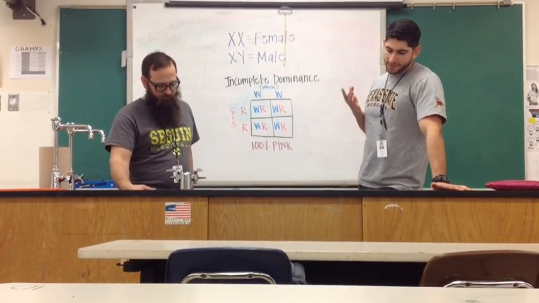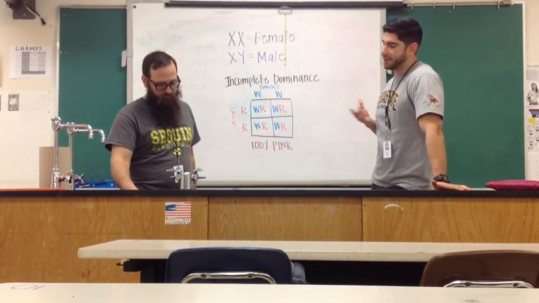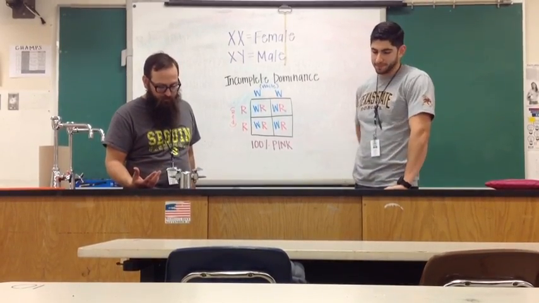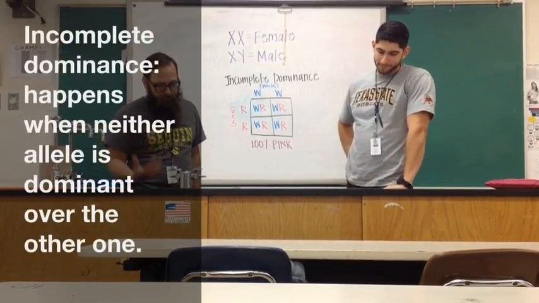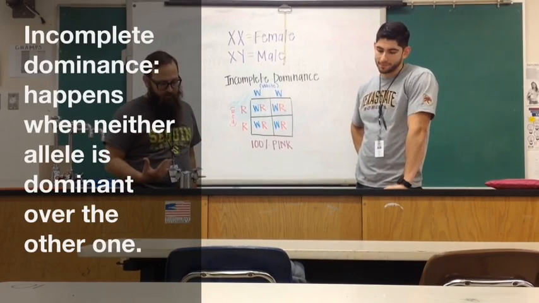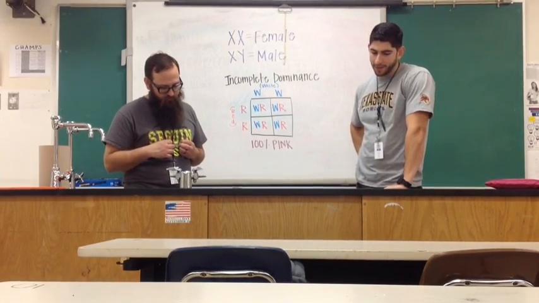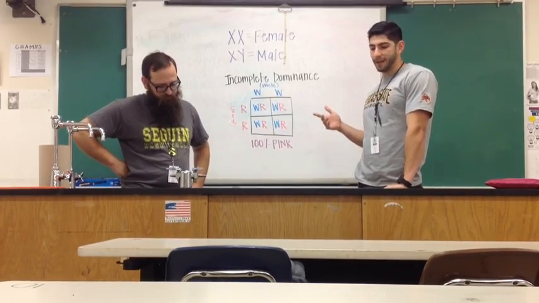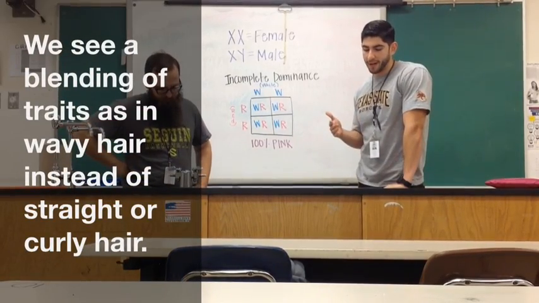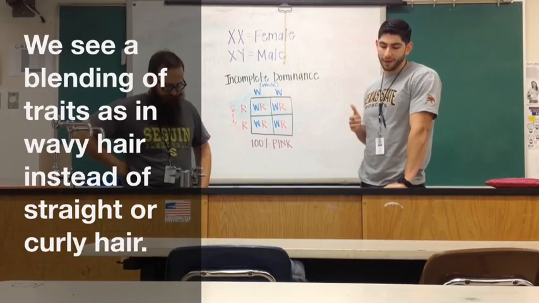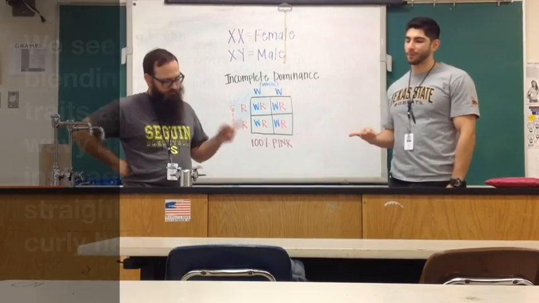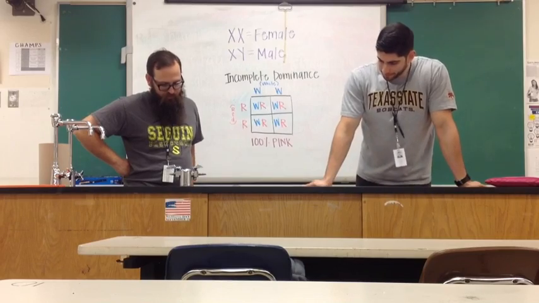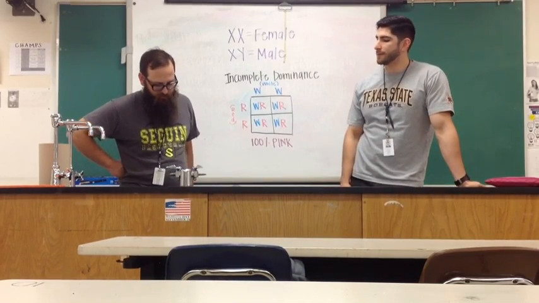Okay, but what happens in a situation where neither allele is dominant? When neither allele is dominant over the other one, you get a blending of traits, or a phenotype that meets in the middle. Okay, is this why some people have wavy hair? The gene for straight hair and the gene for curly hair are not completely dominant over the other one. Right. One allele is not dominant over the other one, so it's called incomplete dominance.